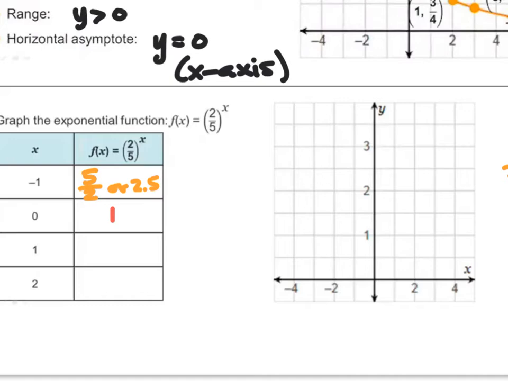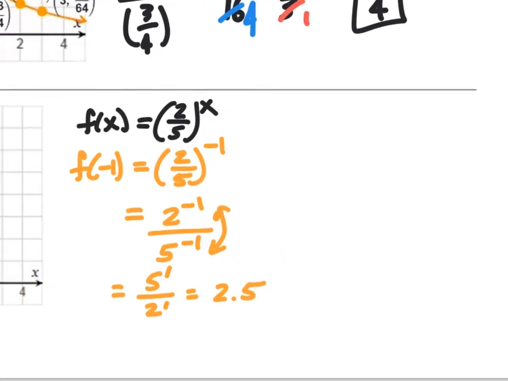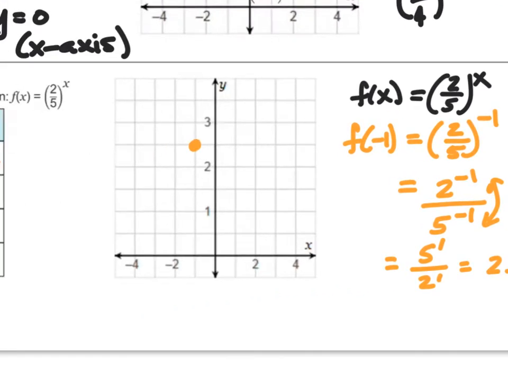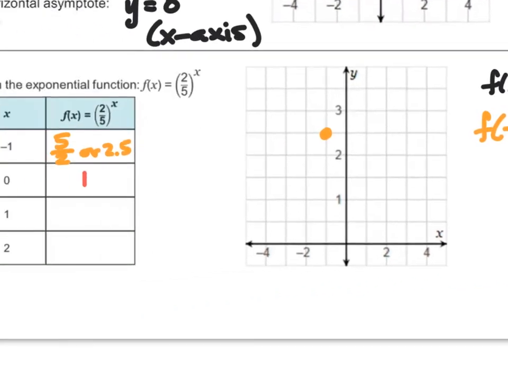So I'm going to come up here and I'm going to plot this point right here. All right? So at -1, I have a y value of 2.5. All right, if I plug in 0 into this function, if I do f of 0, then that means I'm taking 2/5 and raising it to the 0 power. Anything raised to the 0 power is 1, okay? That's a given. So over here, I'm going to write 0, 1, okay?